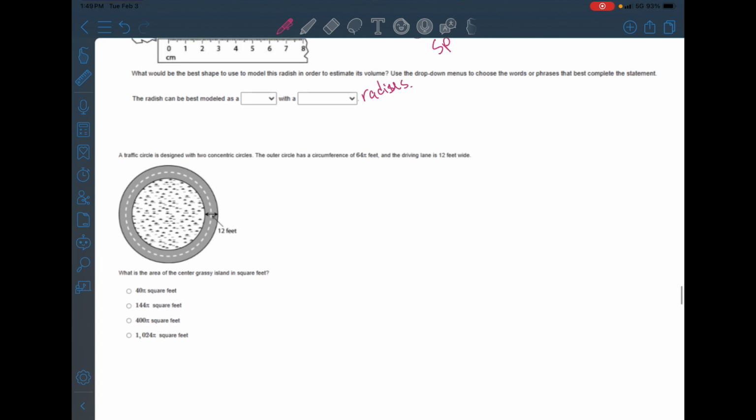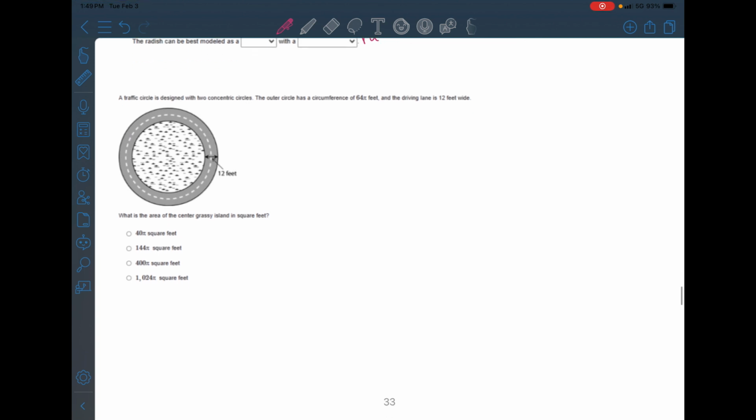All right, a traffic circle is designed with two concentric circles. The outer circle has a circumference of 64 pi feet, and the driving lane is 12 feet wide. So my circumference is how far around, okay? We haven't really talked about circumference, how far around. And you find the circumference by doing 2 pi r. All right, we can't use 12 because this is what we need to find.